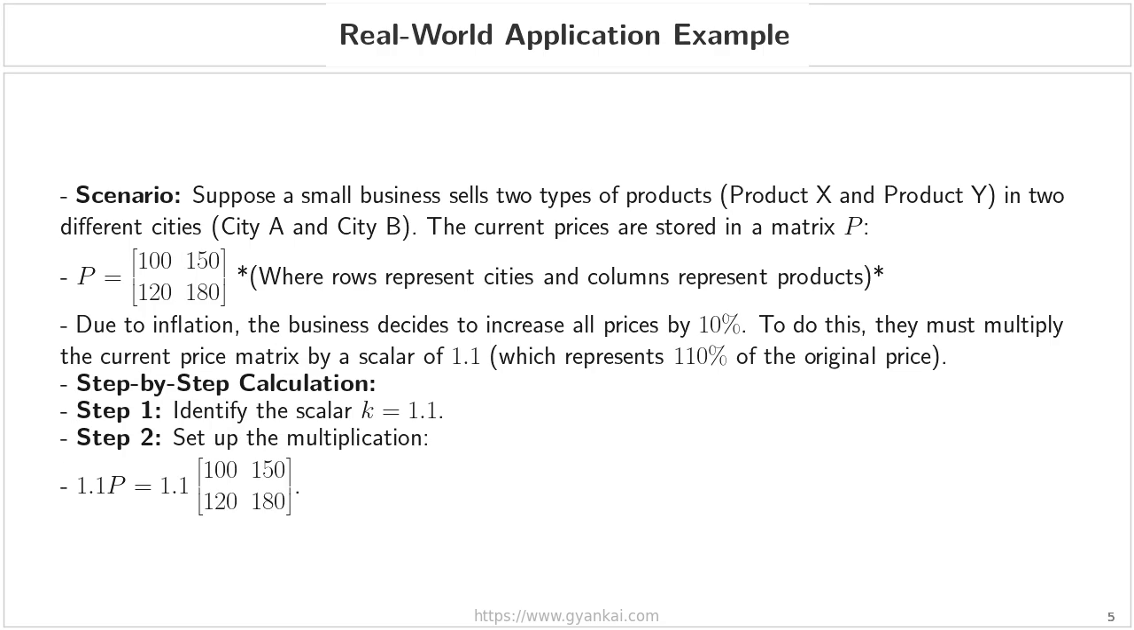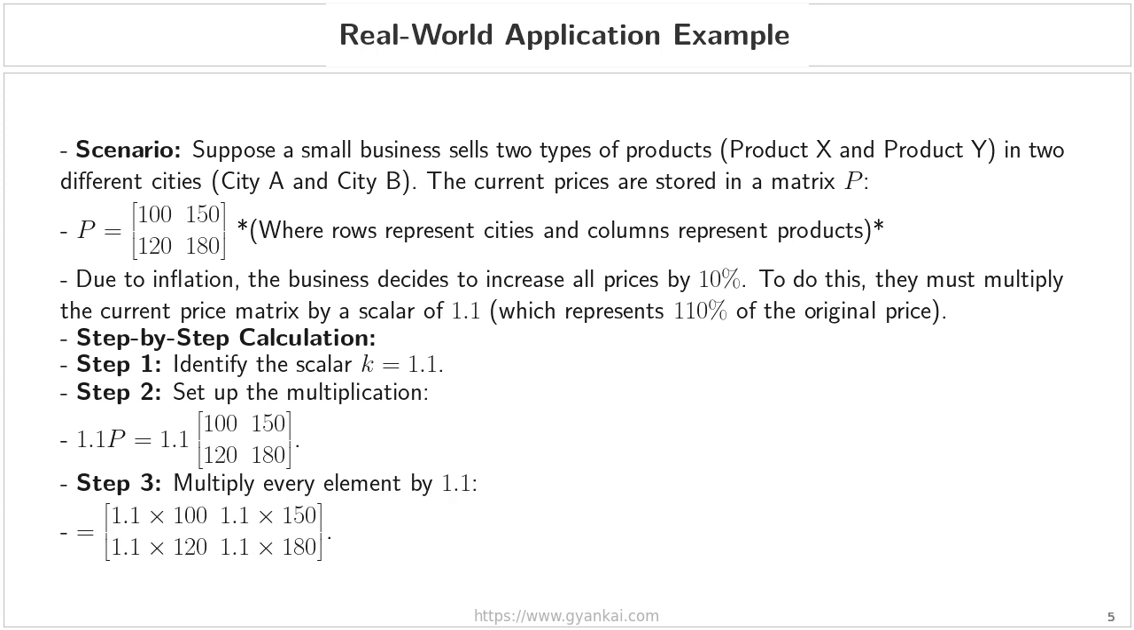In step 2, we set up the multiplication. We write this as 1.1 times matrix P. This means we are multiplying the scalar 1.1 by the matrix containing 100, 150, 120, and 180. In step 3, we distribute the scalar. As we learned, scalar multiplication is an element-wise operation, so we multiply every single entry by 1.1.